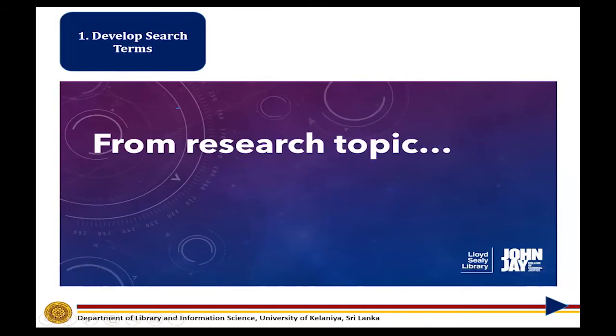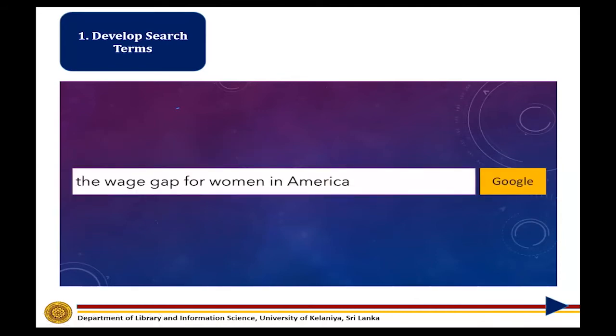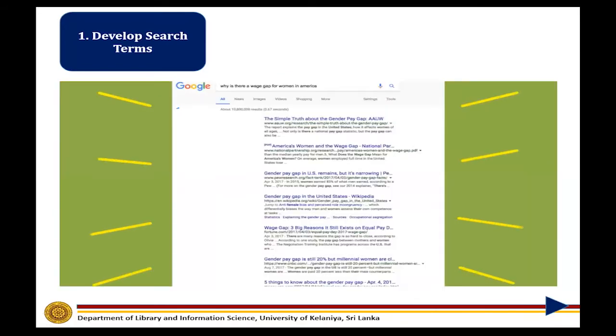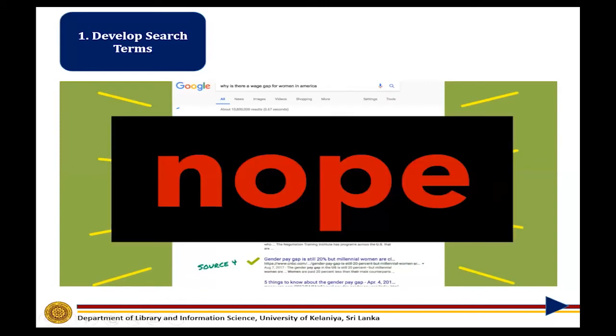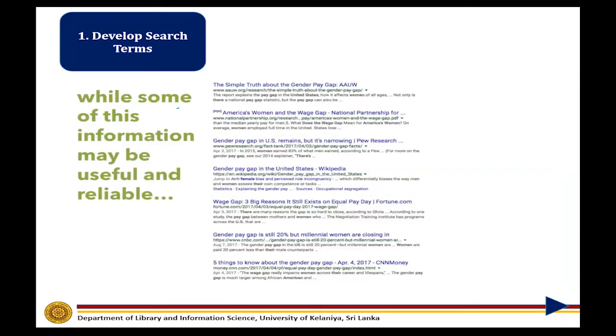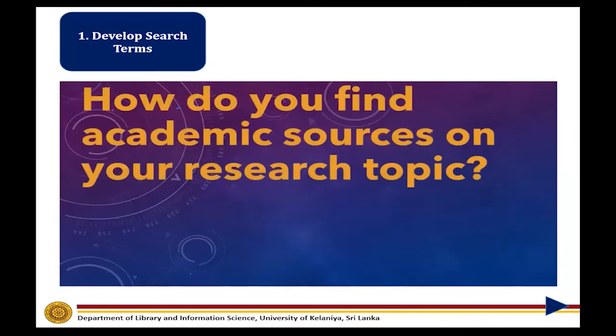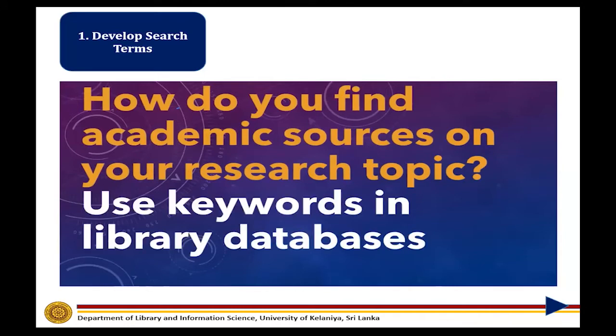This video shows you how to get from your research topic to keywords. So for example, let's say that your research topic is the wage gap for women in America. Your first instinct might be to put that into a search box and just Google your whole question, hoping you'll save time and use some of the top results as your sources. But that is not the way you do college level research. Why? Because while some of the information you find on the open internet may be useful and reliable, these are mostly not academic sources. So, how do you find academic sources on your research topic? Use keywords in library databases.